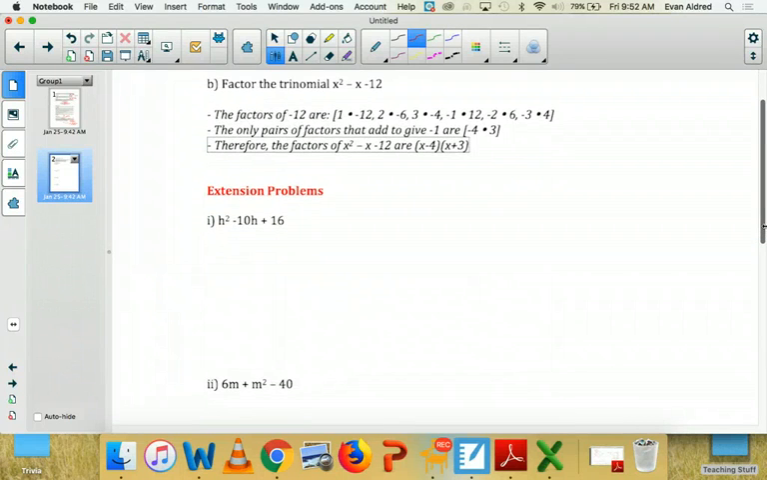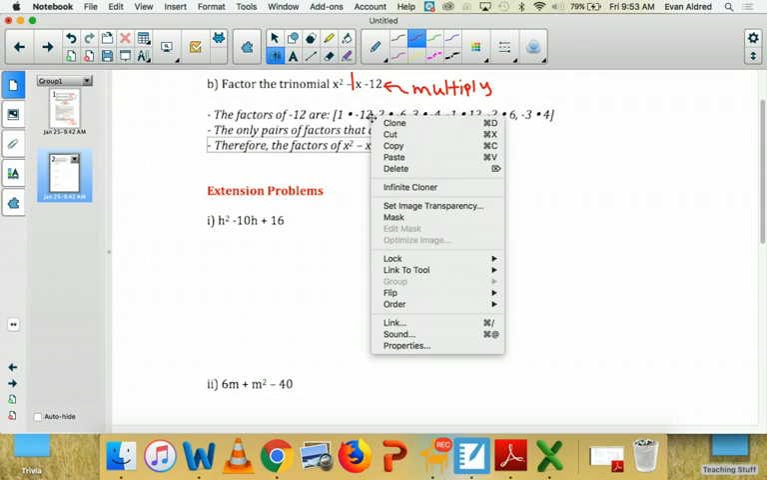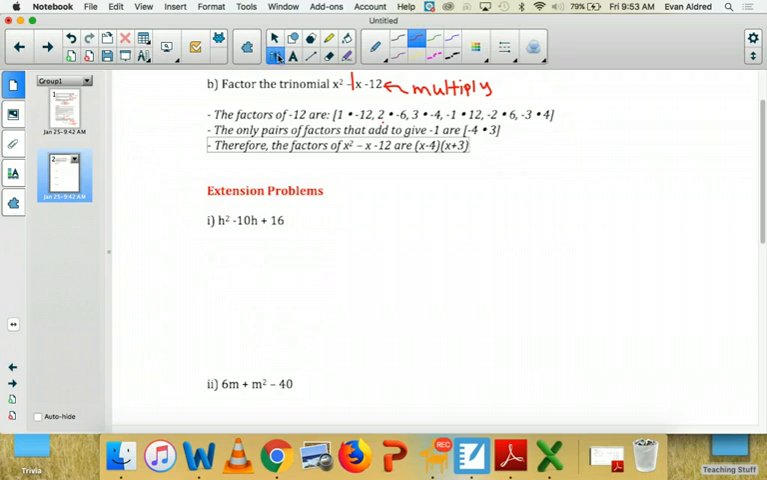In this case, there's no coefficient in the middle. So it's always implied, if nothing is written in front of your variable, that there's a 1 there. So we want the two numbers that multiply to give us negative 12 and add to give us negative 1. Well, in order to find that, we need all the factors of negative 12. So you can see those are listed below.